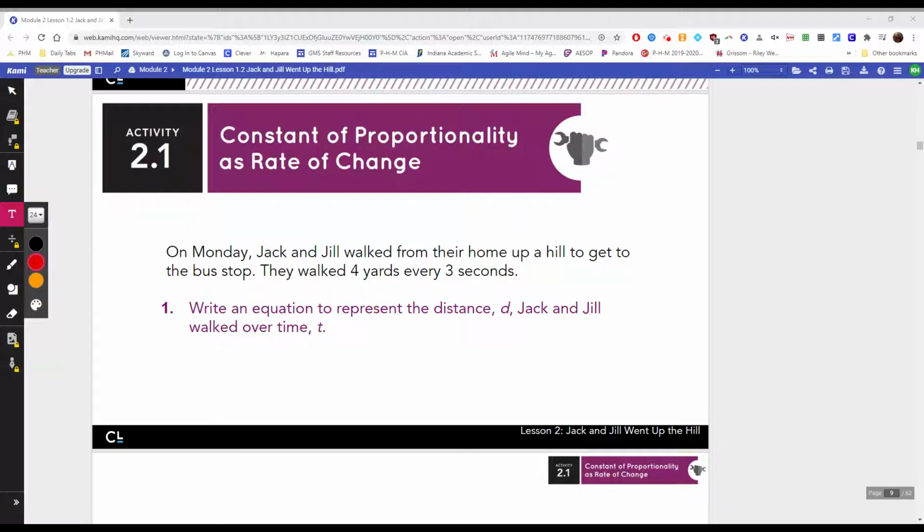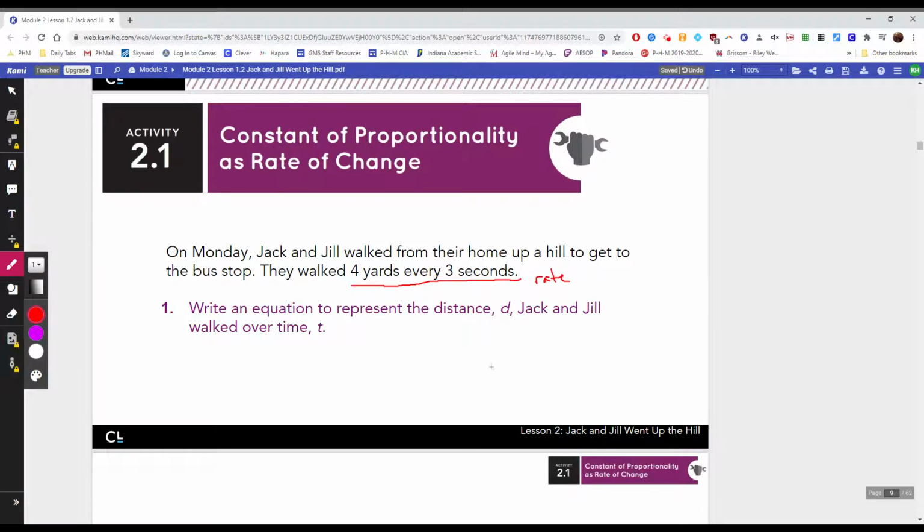So activity 2.1, please follow along in your book. This is on page M2-25 in your book. So it says, on Monday, Jack and Jill walked from their home up a hill to get to the bus stop. They walked 4 yards every 3 seconds. So this 4 yards every 3 seconds, this is the rate that they are traveling. So this is their rate or their speed, you could think of it as.